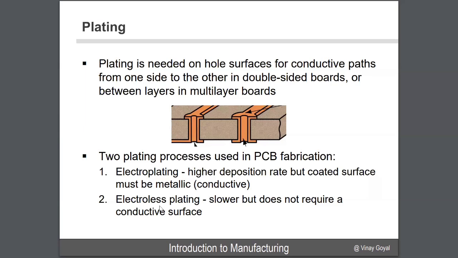So then you have your plating. Plating is needed on whole surfaces too, if you're going to have conductive paths on both sides. There are 2 approaches that people use to make that happen. One is called the electroplating approach, which has a higher deposition rate but is for coated surfaces, and then electroless plating, which is lower but does not require a conductive surface.